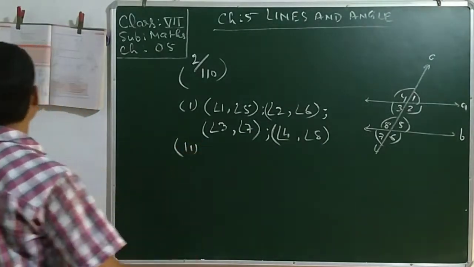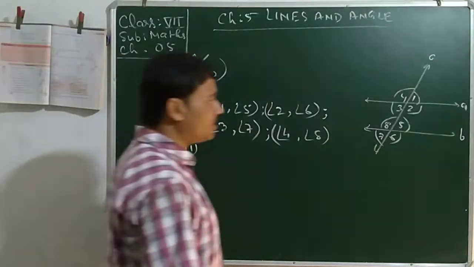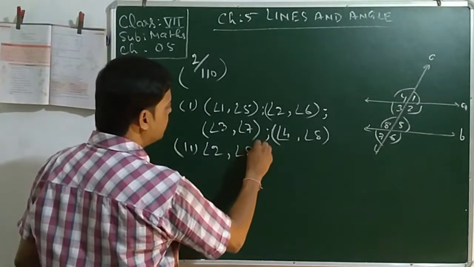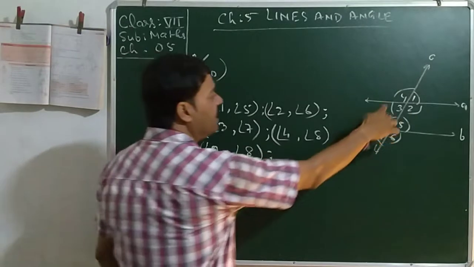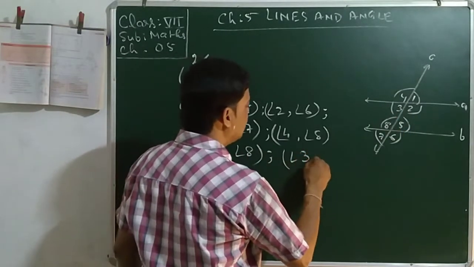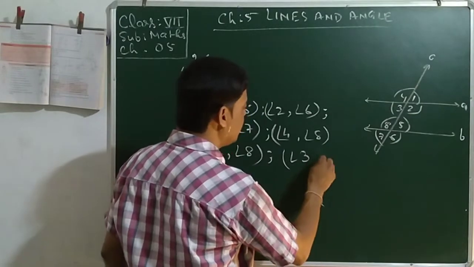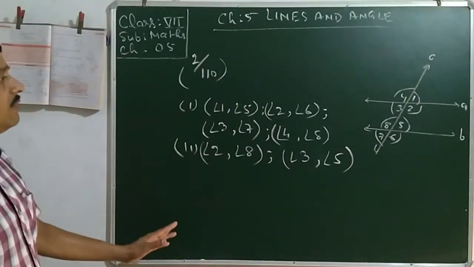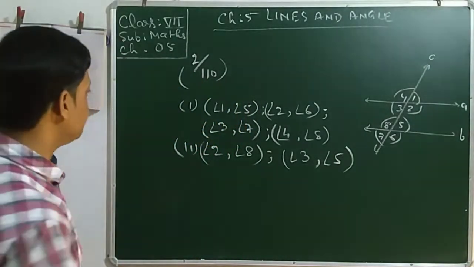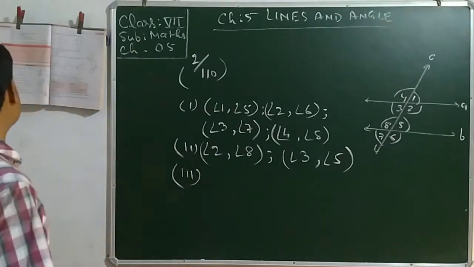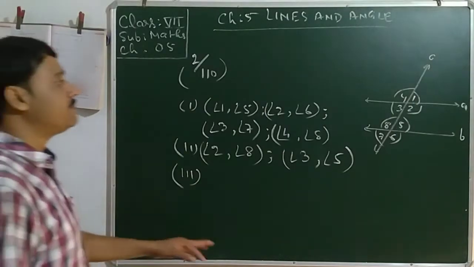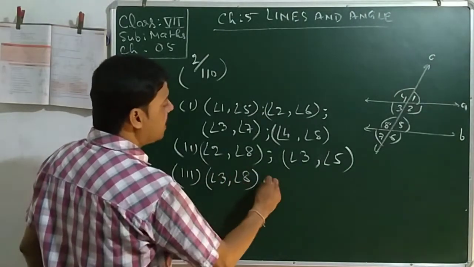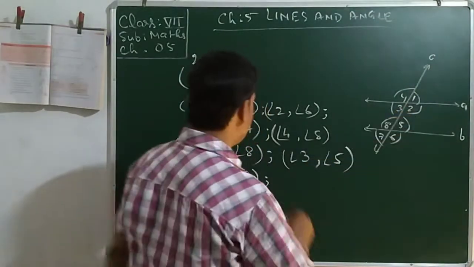Come to the second part, the pair of alternate interior angles. Of course I had explained you angle 2, angle 8. These are alternate interior angles, and angle 3 and angle 5, I had put the comma here, so we'll put the comma here also. These are also alternate interior angles. Now come to the third part, that is the pair of interior angles on the same side of transversal. These are angle 3, angle 8. And one more pair is there, angle 2 and angle 5.